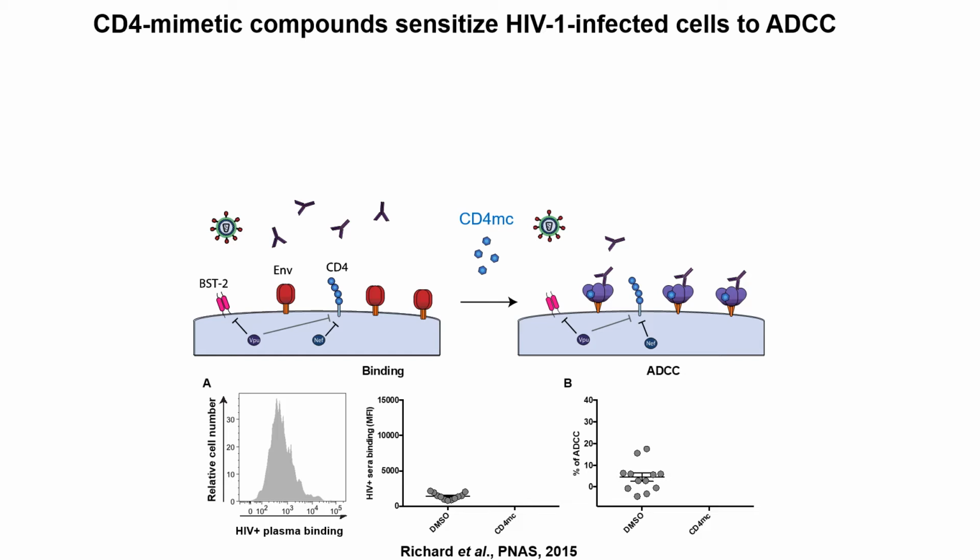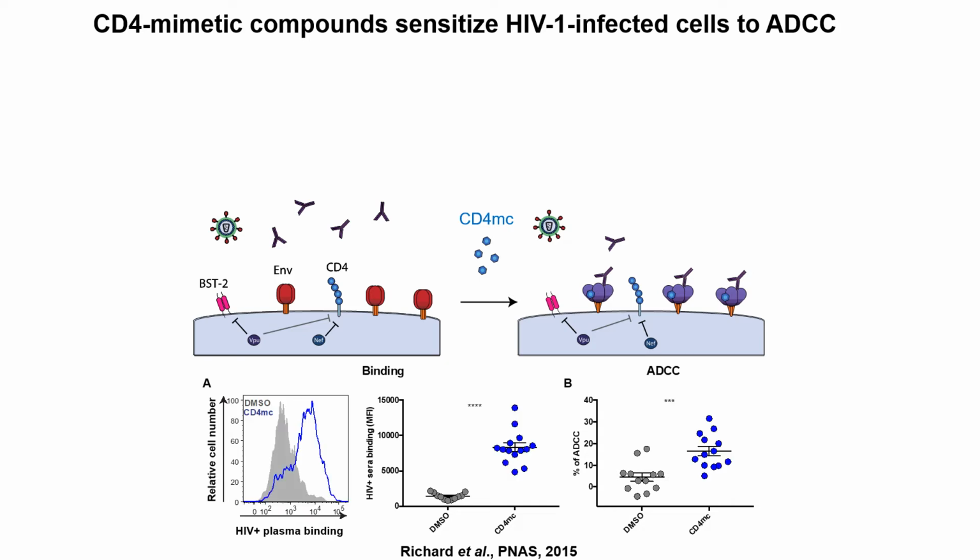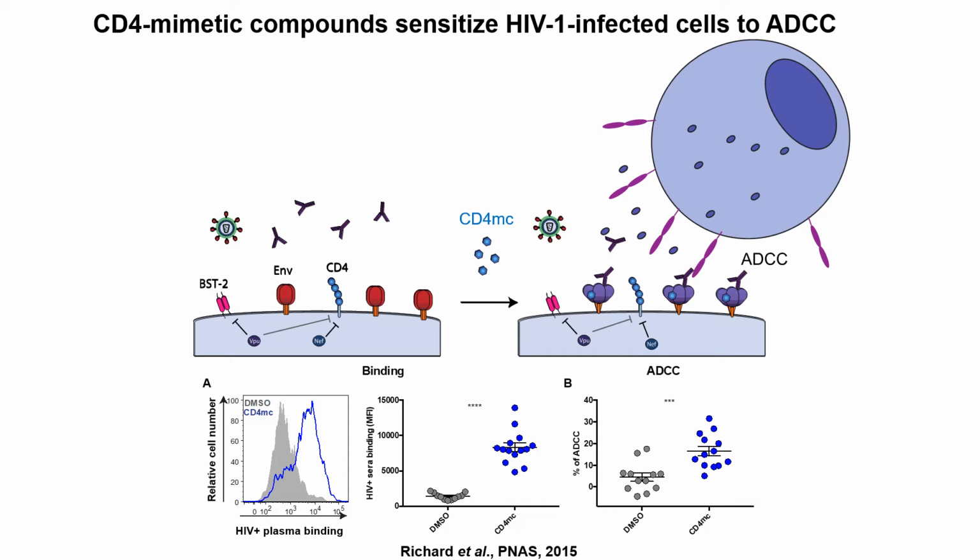To bypass this protection, we demonstrated that we can use small CD4 mimetic compounds to force the HIV-1 envelope to adopt the CD4-bound conformation despite Nef and Vpu expression. And as you can see in blue, this significantly enhanced the capacity of HIV-1 plasma to recognize infected cells and to sensitize these cells to ADCC responses.